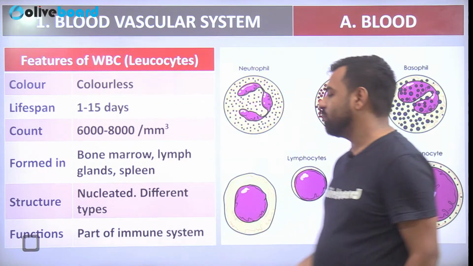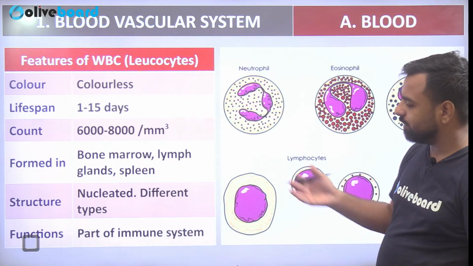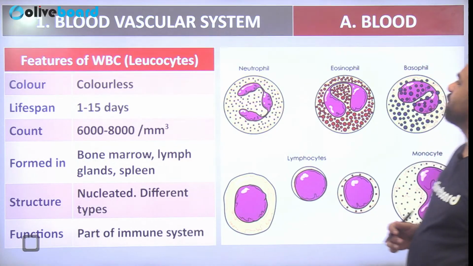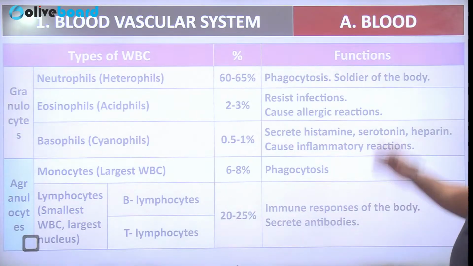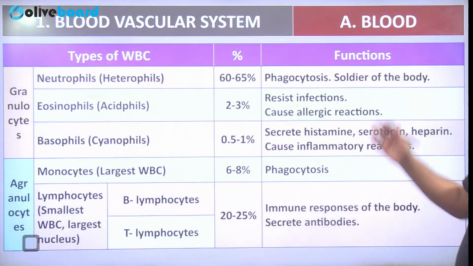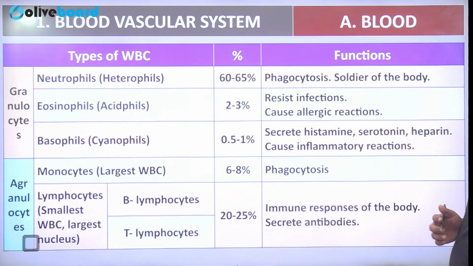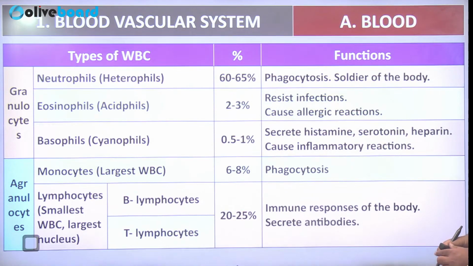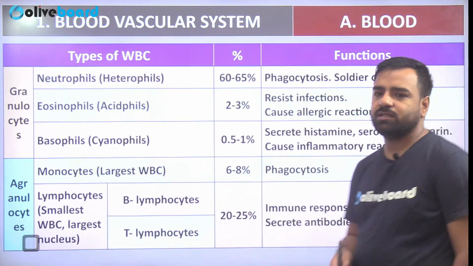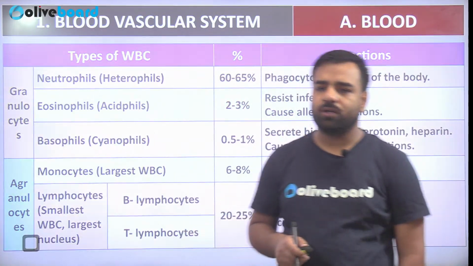Fine. So what is it? It helps in maintaining immunity. Here we have neutrophils, eosinophils, basophils, lymphocytes, monocytes. If I talk about the functioning, neutrophils function as the soldier of the body, that is phagocytosis. Then eosinophils resist infections or allergic reactions. Basophils secrete histamine, serotonin, heparin. Monocytes perform phagocytosis. Lymphocytes maintain the immune responses of the body and secrete antibodies. So guys, this was all about WBCs.